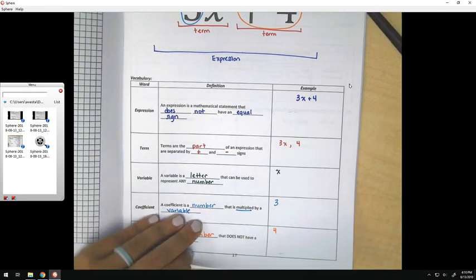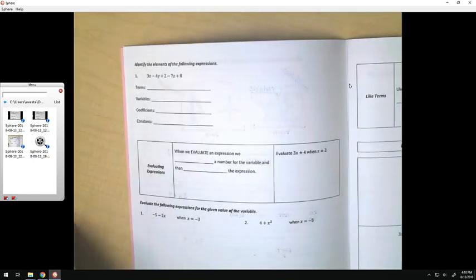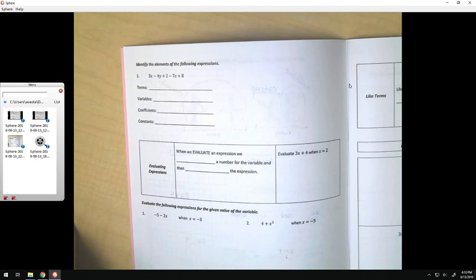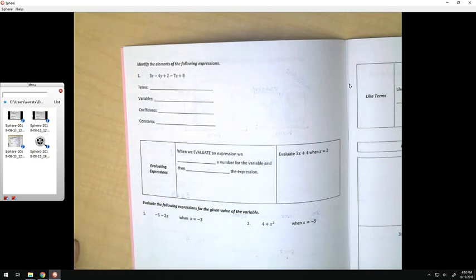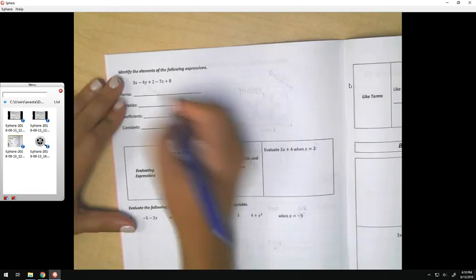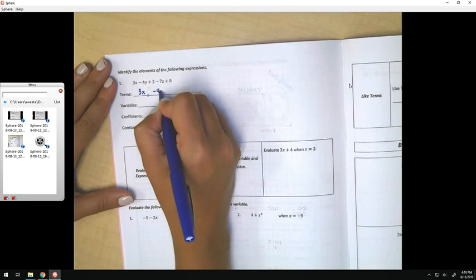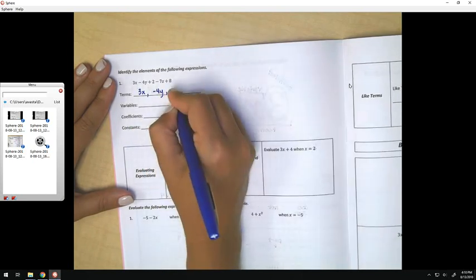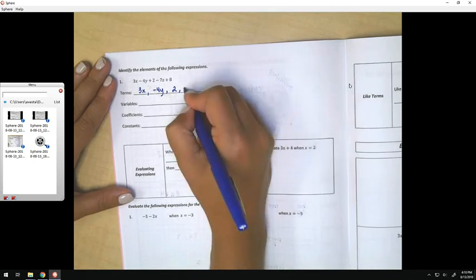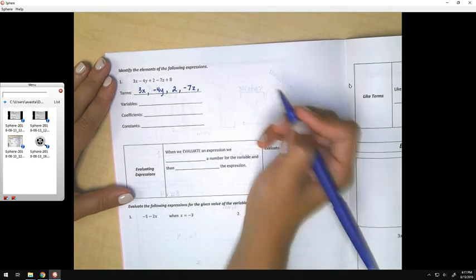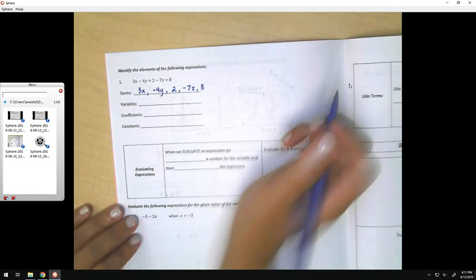So how exactly are we going to be asking you to identify these? Well, one of the things we might do is give you an expression like this one and ask you to identify the pieces of that expression that we just talked about. So the first thing we might ask you to identify are the terms. Now, in this problem, there are lots of terms, so I'm just going to make a big long list. 3x is a term. Negative 4y is another term. 2 is a term. Negative 7z is a term here. And 8 is a term.